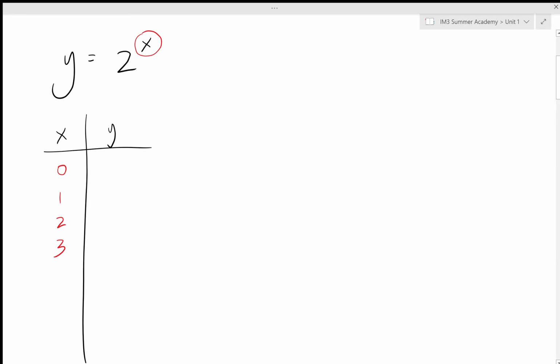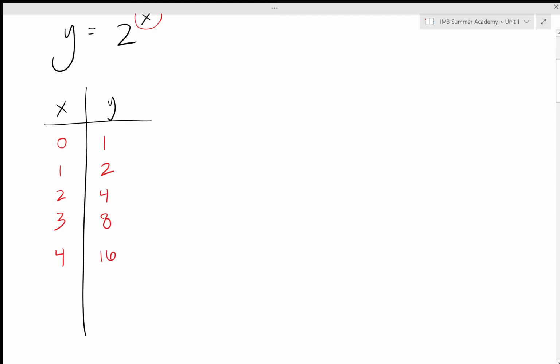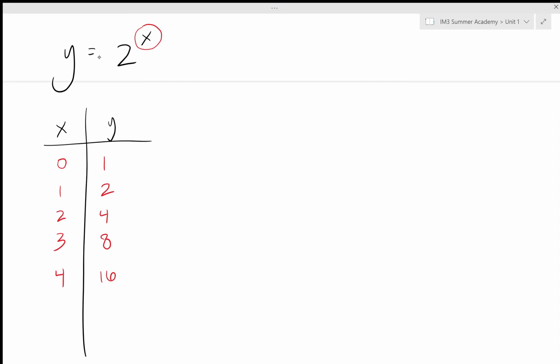2 to the 0 power, anything to the 0 power is 1. 2 to the 1 power is 2. 2 to the 2 power, 2 squared is 4. And 2 to the 3rd power is 8. 2 times 2 times 2 is 8. And the more we plug in, say we use 4, 2 to the 4th power is 16. These numbers are growing very, very fast. If we plugged in 5, 2 to the 5th power would be 32. These numbers get very big very fast. They grow exponentially quick. So let's graph what we have so far.